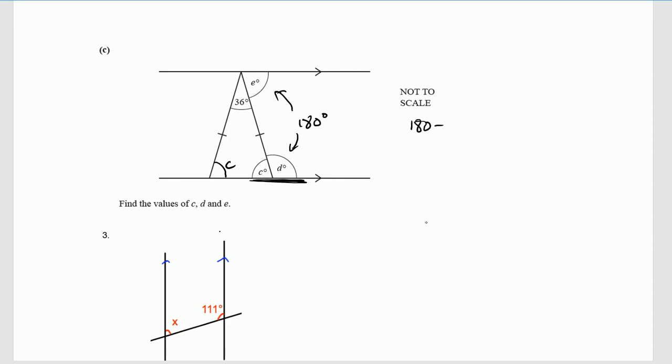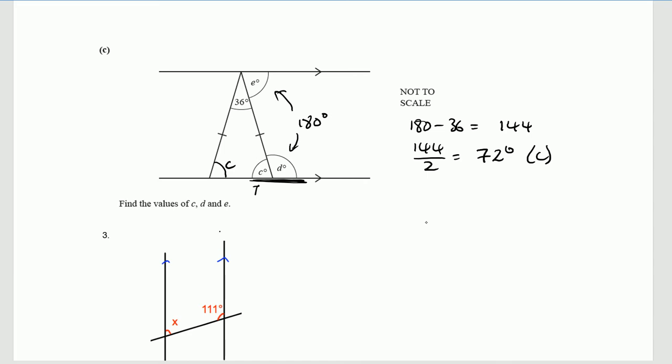180 minus 36 takes me down to 144. This has to be shared equally between the two angles at the base of the triangle. So 144 divided by 2 makes 72 degrees, and that's C.